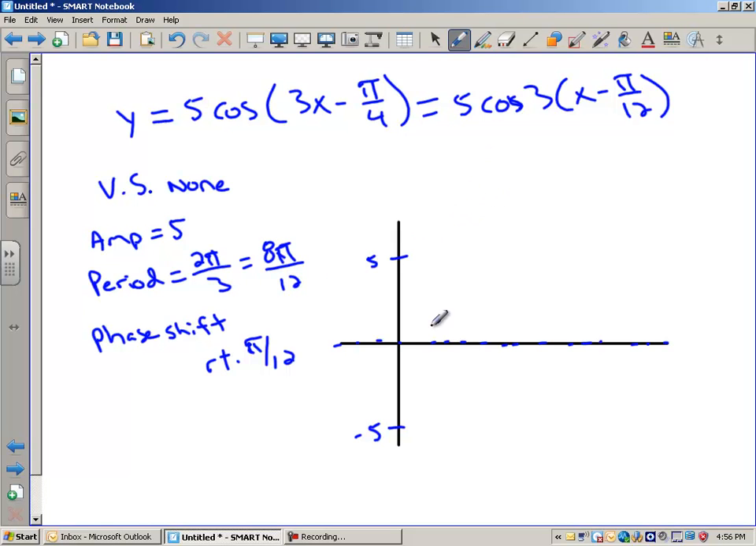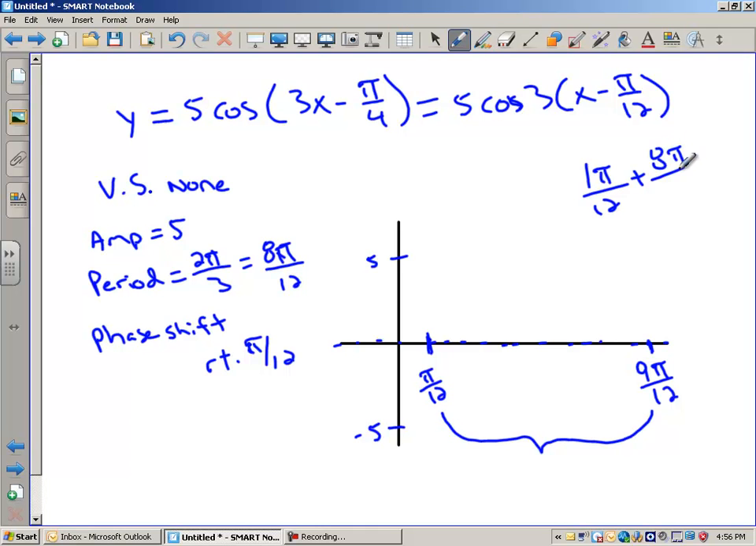Now let's do our phase shift. We went right pi over 12. And then from there we're going to do one period of the graph. One period of the graph is going to be, now our period is 8 pi over 12, but you start from pi over 12, so you have to add it to that. So that gets you to 9 pi over 12. Now why is that? That's because this pi has a 1 in front of it. So 1/12 pi plus 8 pi over 12 gives you 9 pi over 12. And so you see why I wanted common denominators.